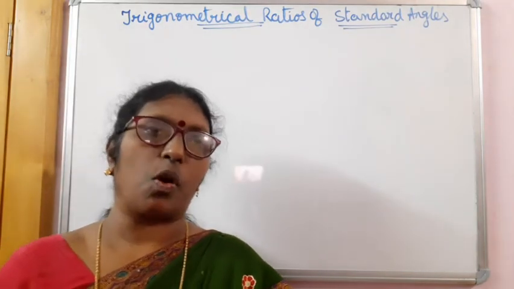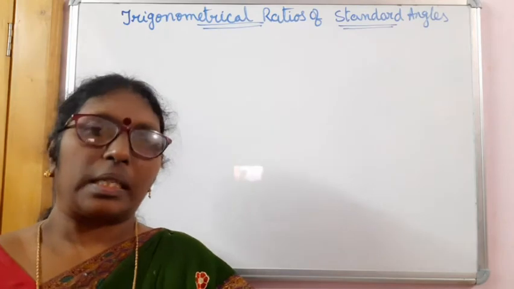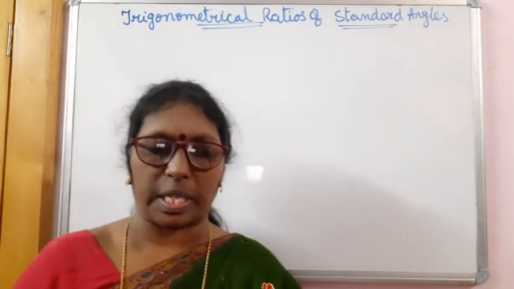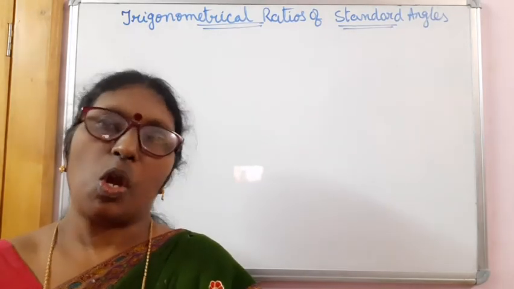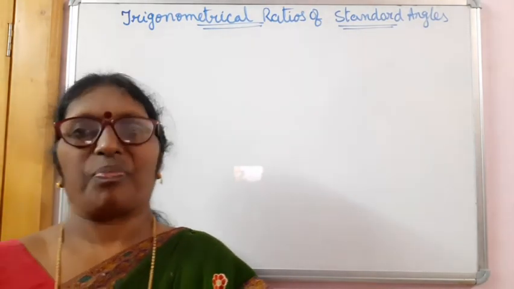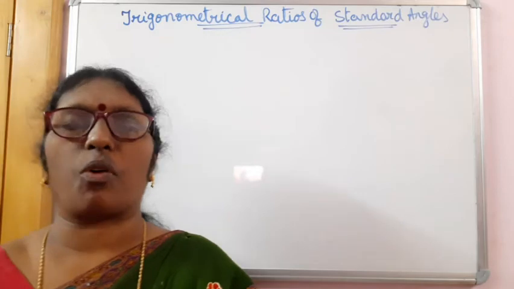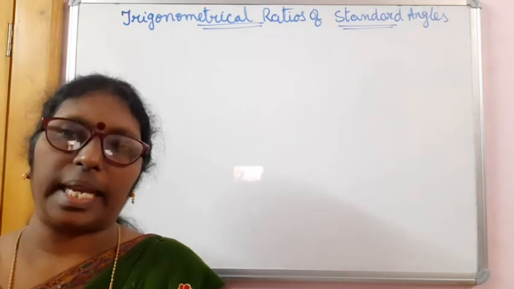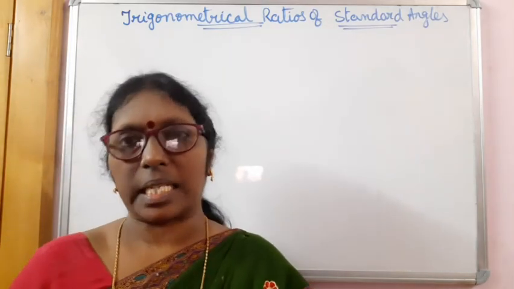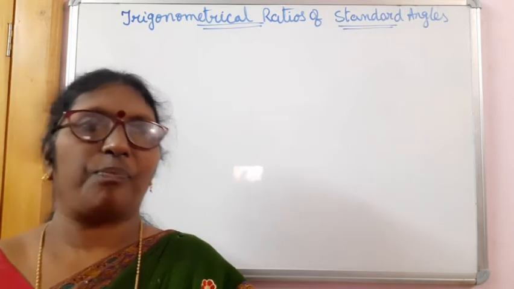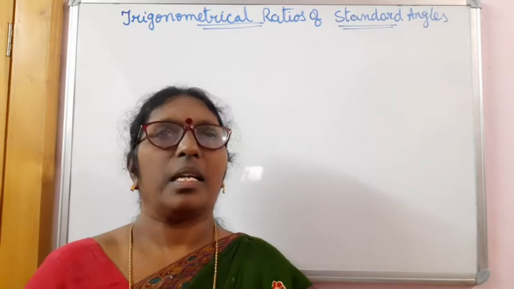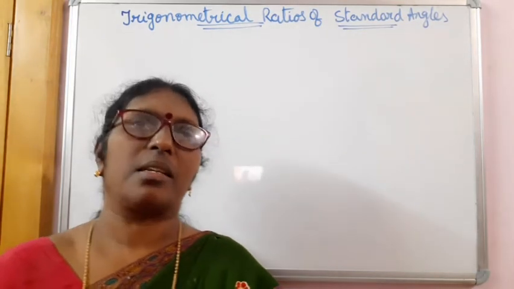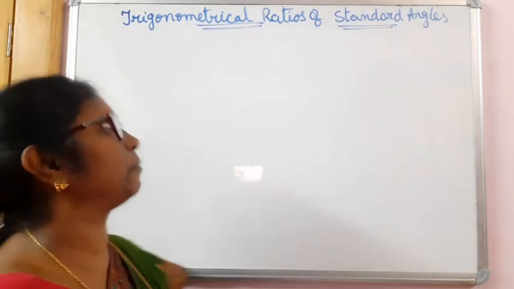And today you are going to learn about the T ratios. In short, for trigonometrical ratios we say T ratios of standard angles. That is T ratios of 0 degree, 30 degree, 45 degree, 60 degree, 90 degree. We are going to learn how to find these T ratios of standard angles. Let me explain first.